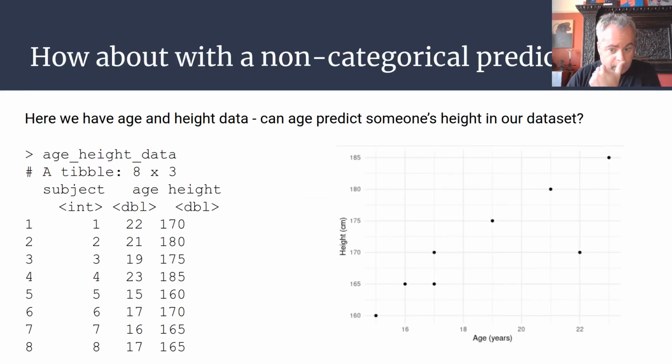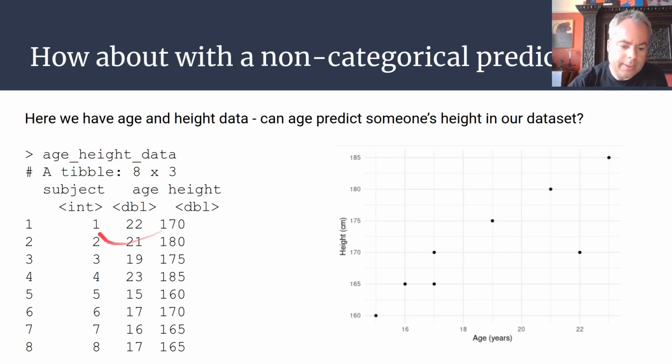So that's when we have a categorical predictor, i.e. gender, predicting our continuous outcome variable. But what happens if we have a non-categorical predictor? In other words, we want to predict using a continuous predictor. So here's a similar case where, again, we're wanting to predict height, but this time we're looking to see whether or not we can predict height on the basis of knowing somebody's age in years.